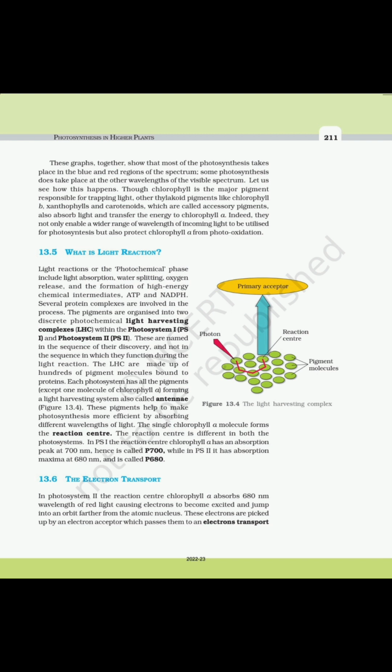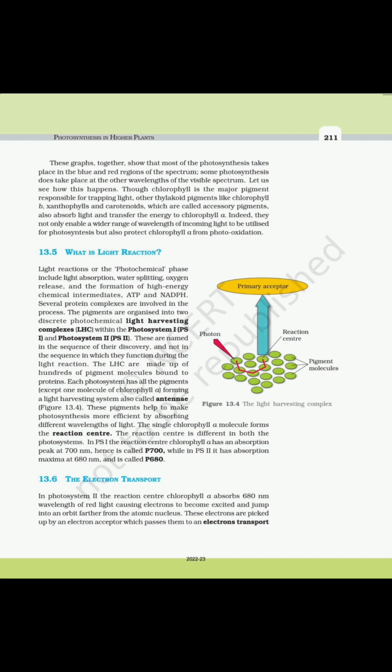The single chlorophyll A molecule forms the reaction center. The reaction center is different in both the photosystems. In PSI, the reaction center chlorophyll A has an absorption peak at 700 nanometers, hence is called P700, while in PSII it has absorption maxima at 680 nanometers, and is called P680.